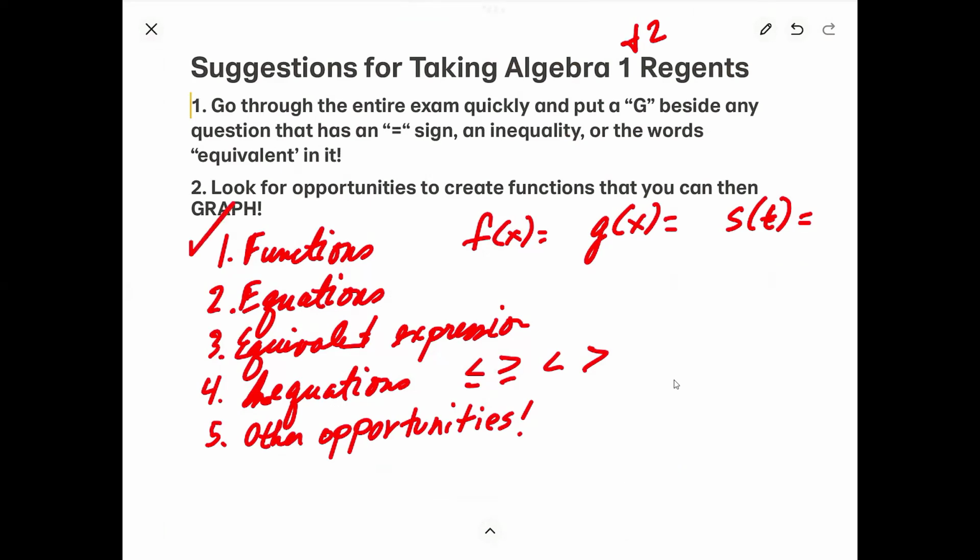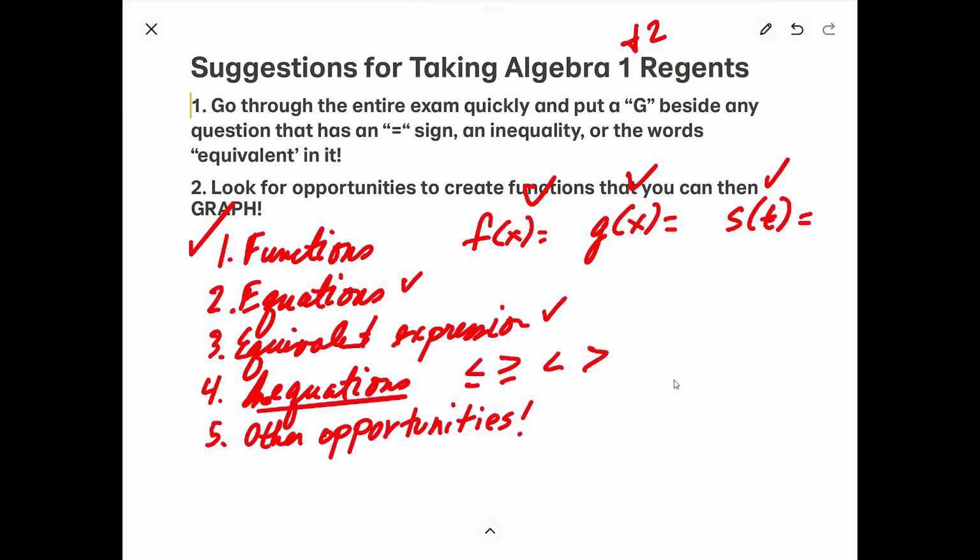Anytime you see a function, you should say, oh, I can graph that. f of x, g of x, s of t, any of that. Any function you should be graphing, all right? Anytime you see an equation, doesn't matter if it's quadratic, linear, exponential, you should say, oh, I can graph that and I can solve it. Anytime you see the words, especially in the multiple choice section, equivalent expressions, that just means it's an equation and you can graph it and find your answer.